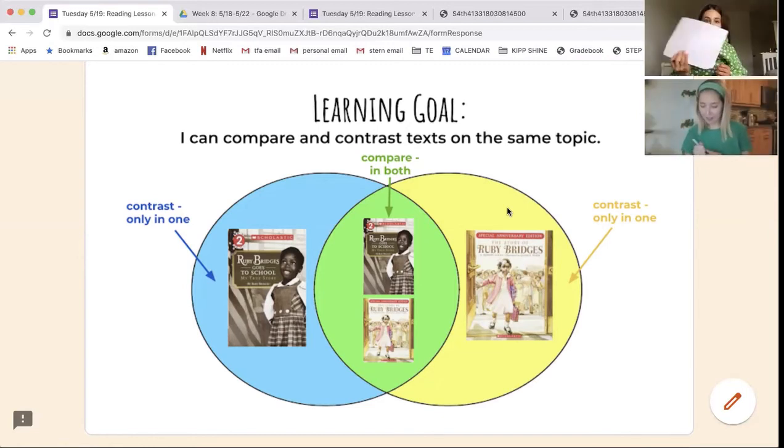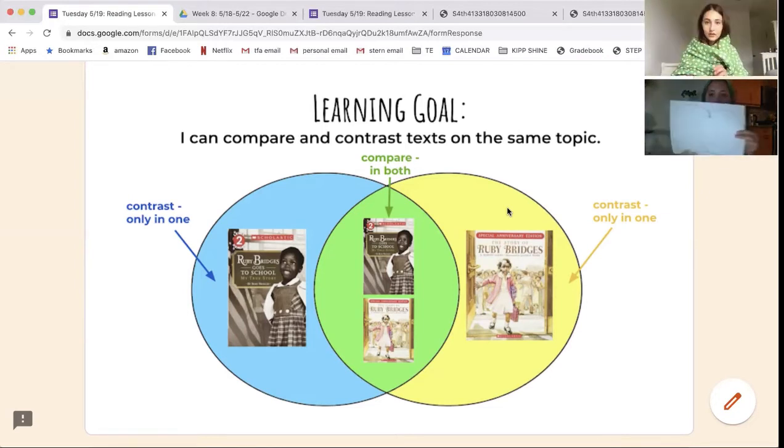Okay, so if we want, it might help us to draw an arrow to the middle so that we remind ourselves that we are focusing on comparing, which is the inside. So I drew a little arrow to the inside. Cool. Okay.